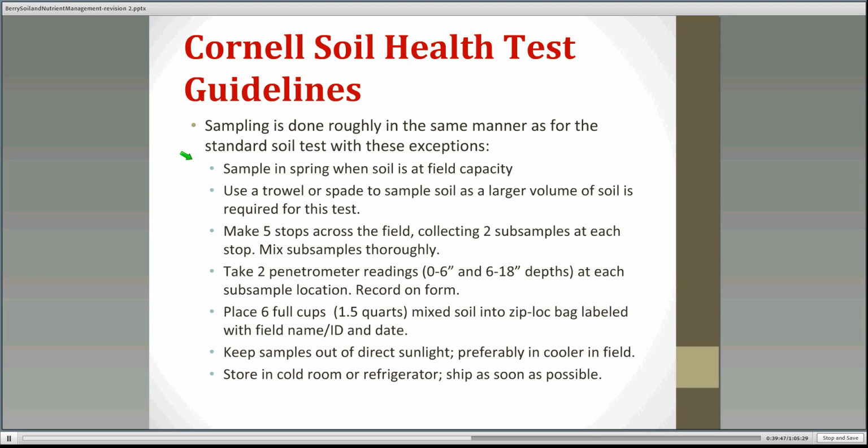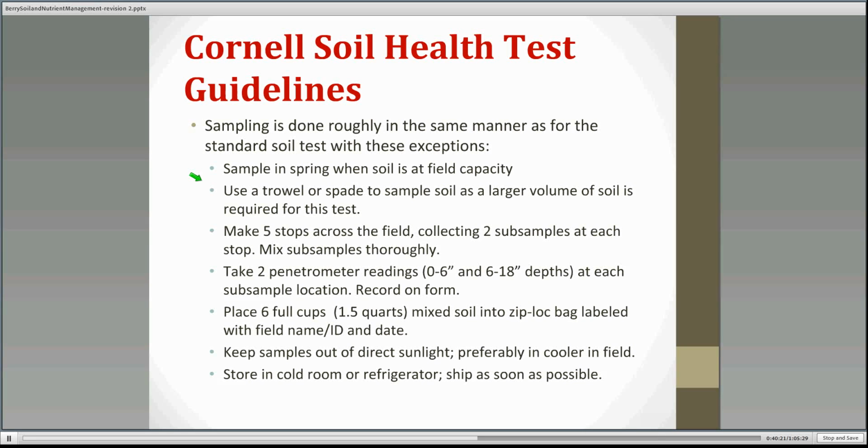You want to use a trowel or a spade to sample soil as a larger volume of soil is required for this test. Again, I use kind of a tree spade. That allows me to gather a nice sample. You're going to be making 5 stops across the field, again zigzagging in that W type of random pattern. You want to collect 2 subsamples at each stop, and you're going to mix those subsamples thoroughly and then put that into the bucket.